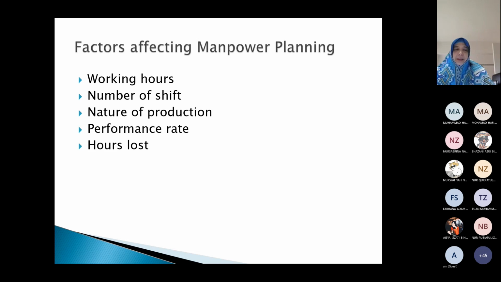And what happened to this company? The US boycotted this particular company, and also the UK, because they accused the company, based on reports, of letting the workers work more than 12 hours a day. That is actually violating the regulation.